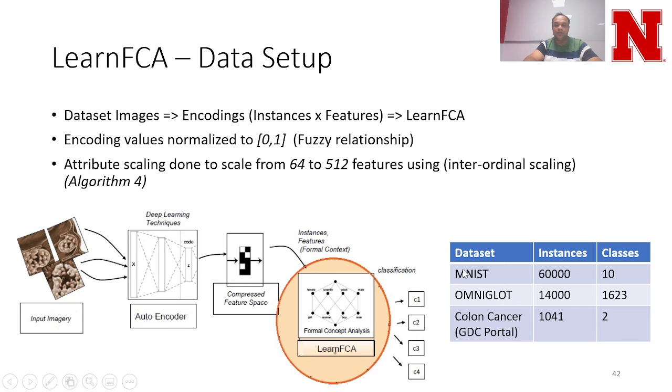So the data sets we used were MNIST, which is the well-known numbers data set, wherein the number of classes is 0 to 9, 10 classes, and the number of handwritten digits were the instances, which were about 60,000. Then we used the Omniglot data set, which is a much bigger data set, where the number of classes was huge, 1623, and instances were 14,000. So the characteristic of this data set is basically that there are a lot of classes. Lastly, the third one, which is the colon cancer data which we used from the GDC portal, wherein the number of instances were 1021, and which were classified into two classes, malignant and non-malignant.